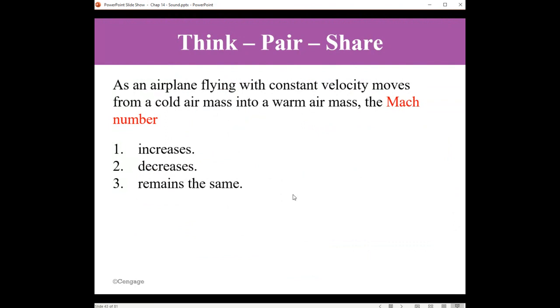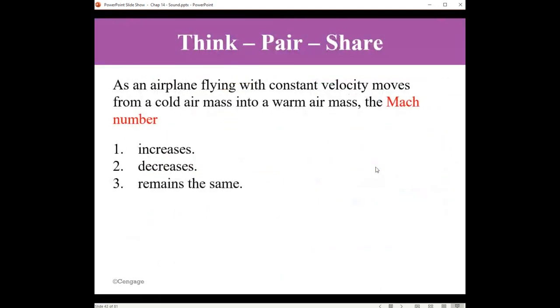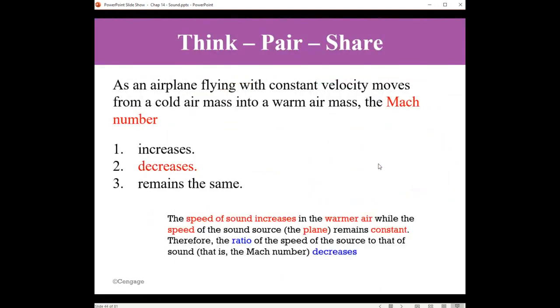As an airplane flying with constant velocity moves from a cold air mass into a warm air mass, the Mach number, remember, is the ratio between the speed of the source and the speed of sound. So the Mach number will decrease because the speed of sound increases in the warm air while the speed of the source, the plane, remains the same. So the Mach number decreases.